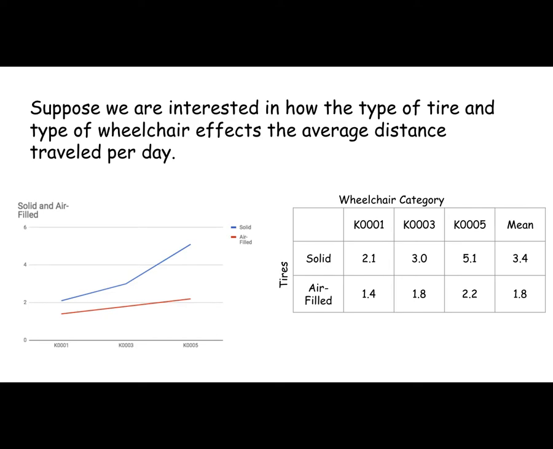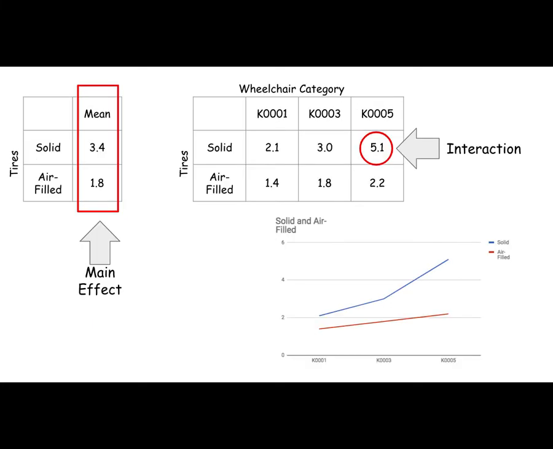As another example, let's return to the study of distance traveled based on category of wheelchair and type of tire. If the paper reports a main effect for tires, then one kind of tire is better regardless of the type of wheelchair. We can combine all the wheelchairs that use solid tires and compare them to all the wheelchairs that used air-filled tires. If there's an interaction between wheelchair and tire, then there is a sweet spot for a really strong effect. In this case, solid tires on a K5 wheelchair lead to especially long distance traveled per day.